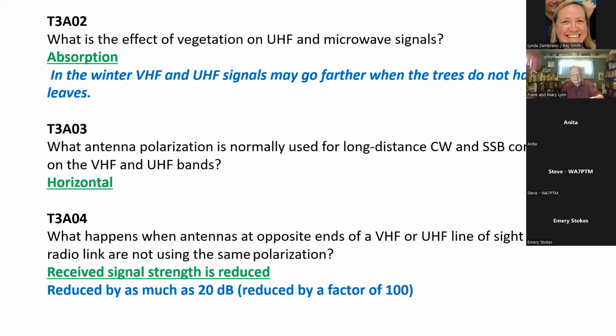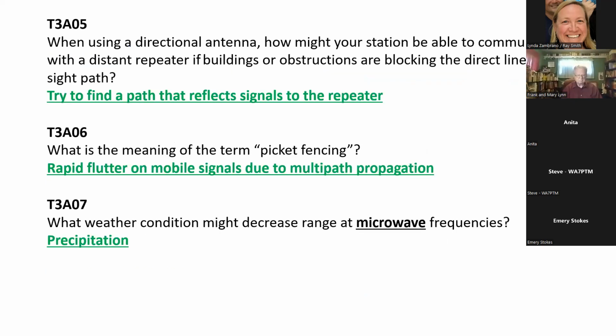Now, when you look at that 20 dB, you might say, well, gee, what does that mean? Every 10 dB is a factor of 10. So 20 dB is 10 times 10, or a factor of 100. Okay.